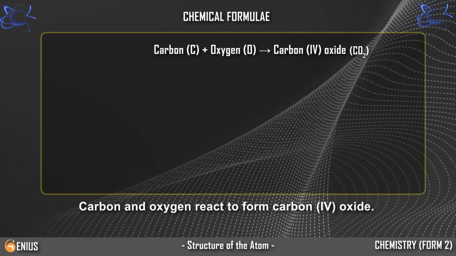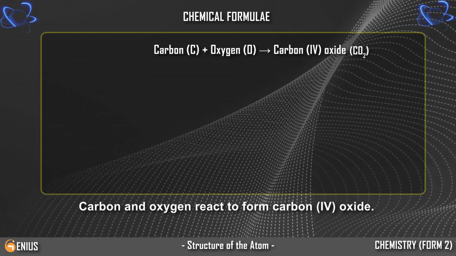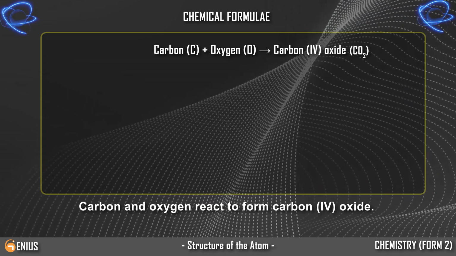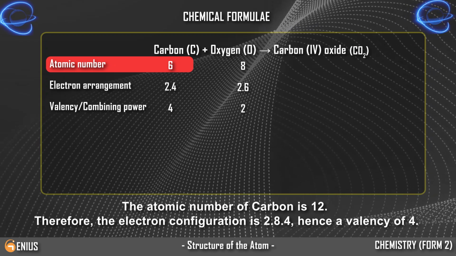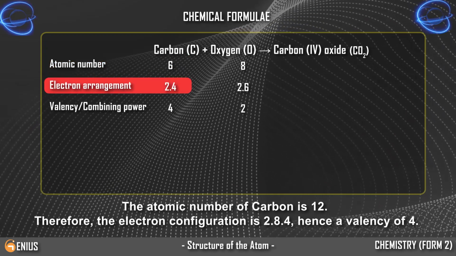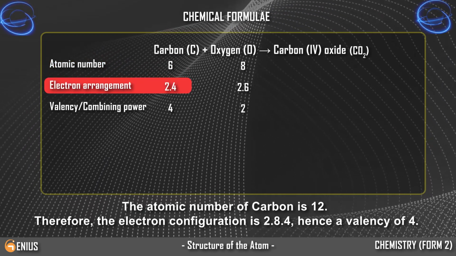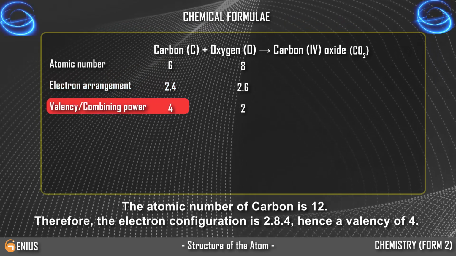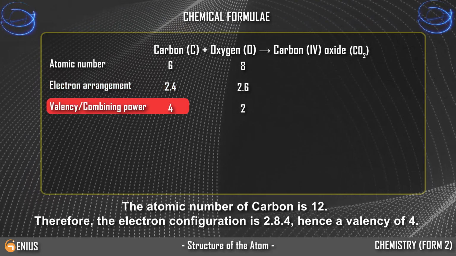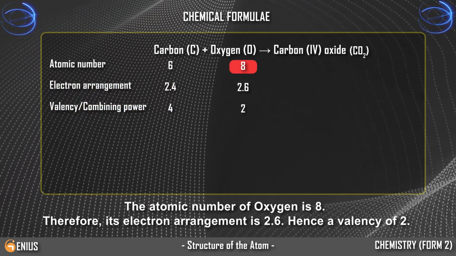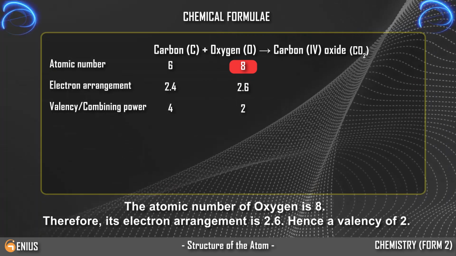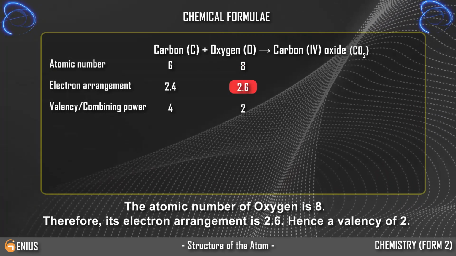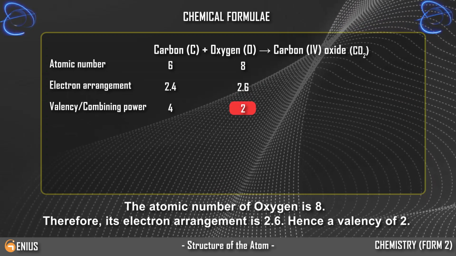Carbon and oxygen react to form carbon(IV) oxide. The atomic number of carbon is 6. Therefore, the electron configuration is 2.4, hence a valency of 4. The atomic number of oxygen is 8. Therefore, its electron arrangement is 2.6, hence a valency of 2.